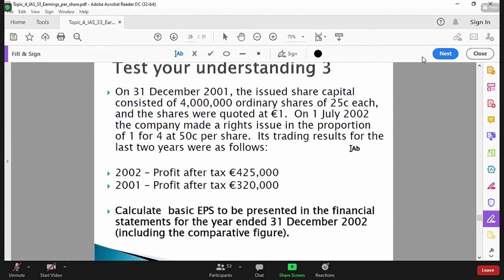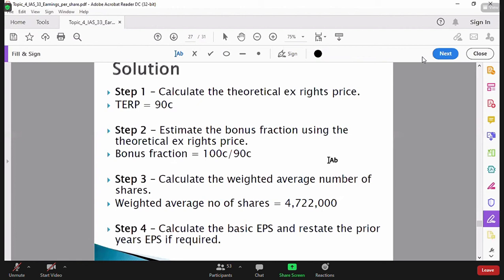Never mind, let us look at the solution. So step 1, you are to calculate the theoretical ex-right price, TRP, 90 cents. Am I right? Oh, so it uses 100 cents. So divide by the bonus fraction, 100 cents. Okay, calculate the weighted average number, which is 4722, and then calculate the basic EPS.